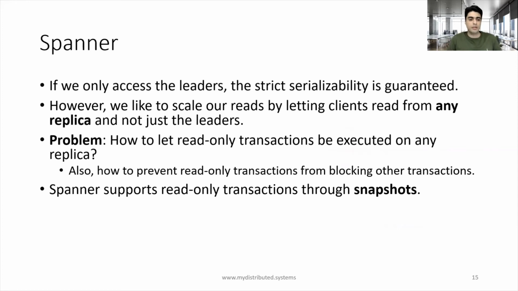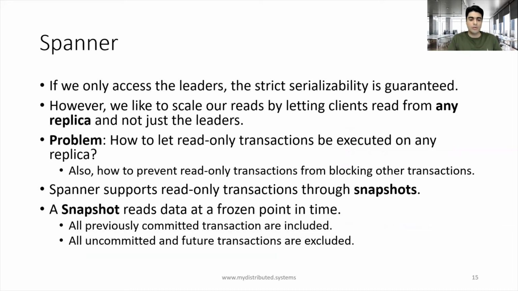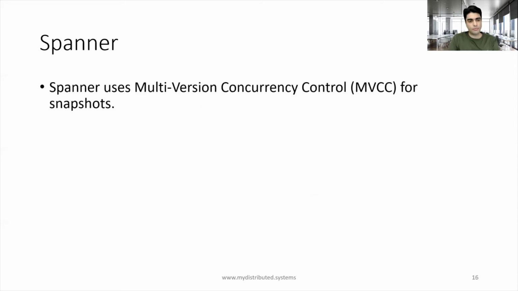So what is a snapshot? Basically, a snapshot reads data at a frozen point in time. So all previously committed transactions should be included in the snapshot, right? The effect of all previously committed transactions should be reflected in the snapshot, and all uncommitted and all ongoing transactions should be excluded from the snapshot. So Spanner uses multi-version concurrency control, or MVCC, for snapshots.